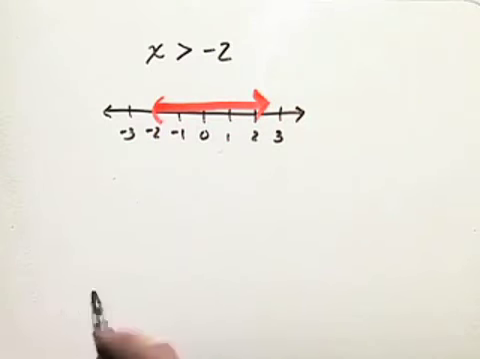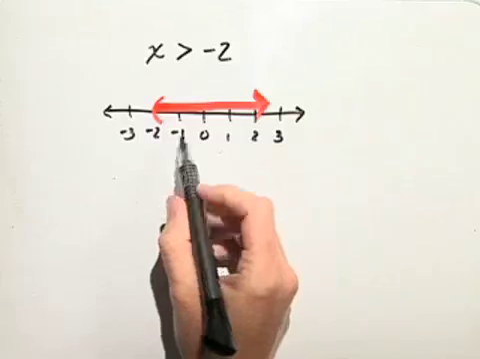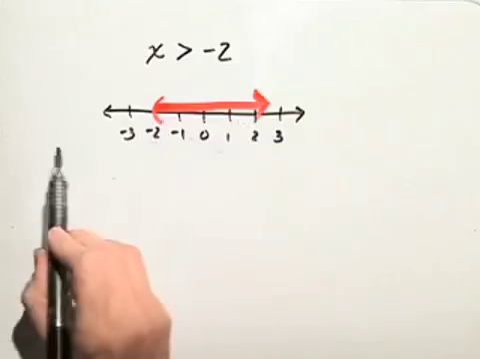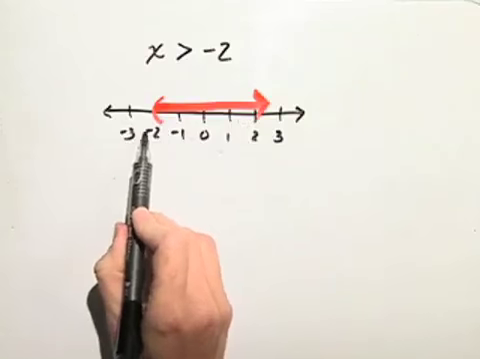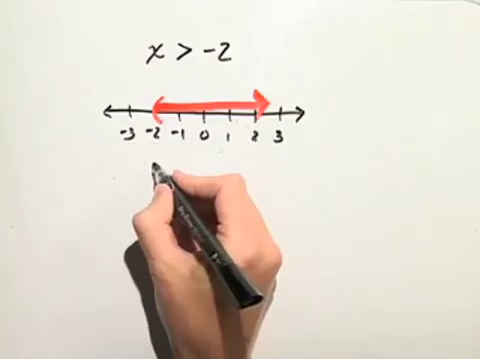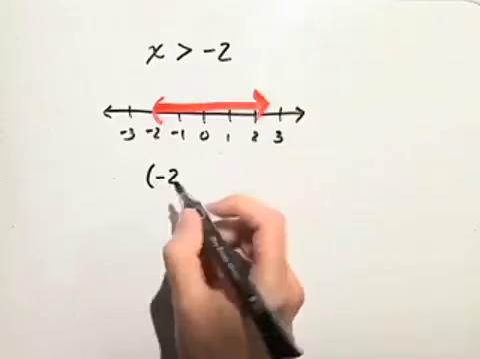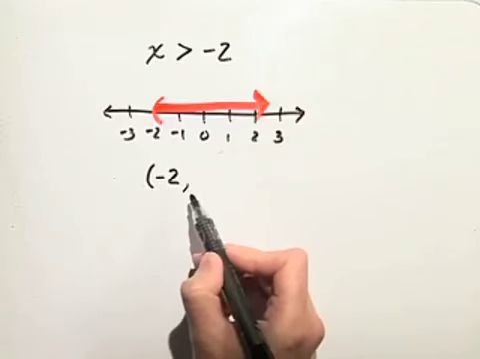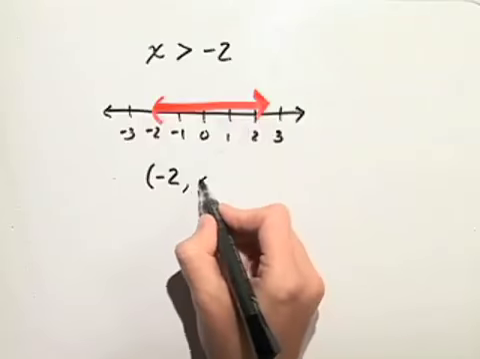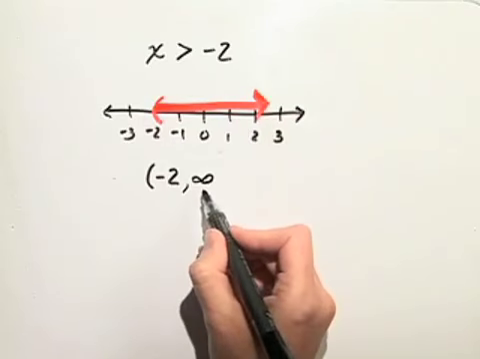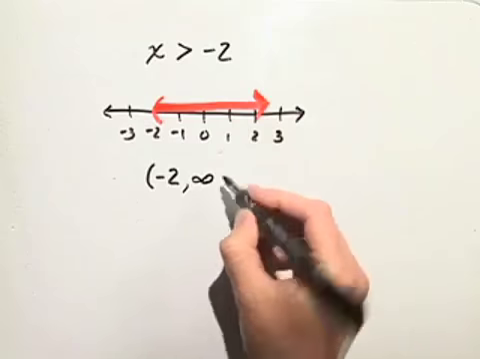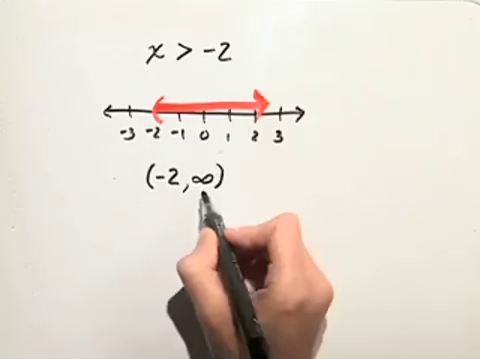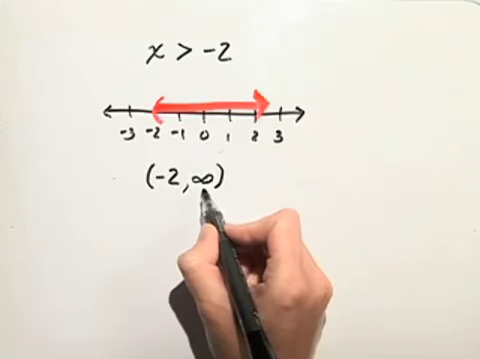Now, what does this look like in interval notation? Well, you can look at the graph starting from left to right. The first thing that you see is -2. So we'll start at -2. Again, the parentheses indicates that we don't include -2. And the interval goes all the way to positive infinity. Anytime we use negative or positive infinity in an interval, we use parentheses because infinity does not represent an exact number.